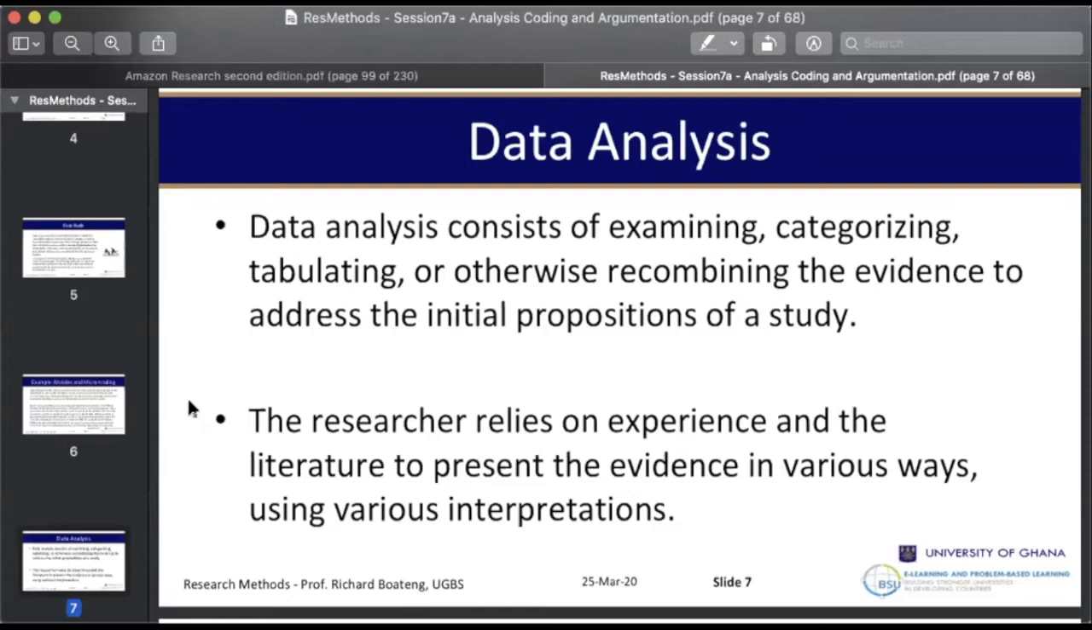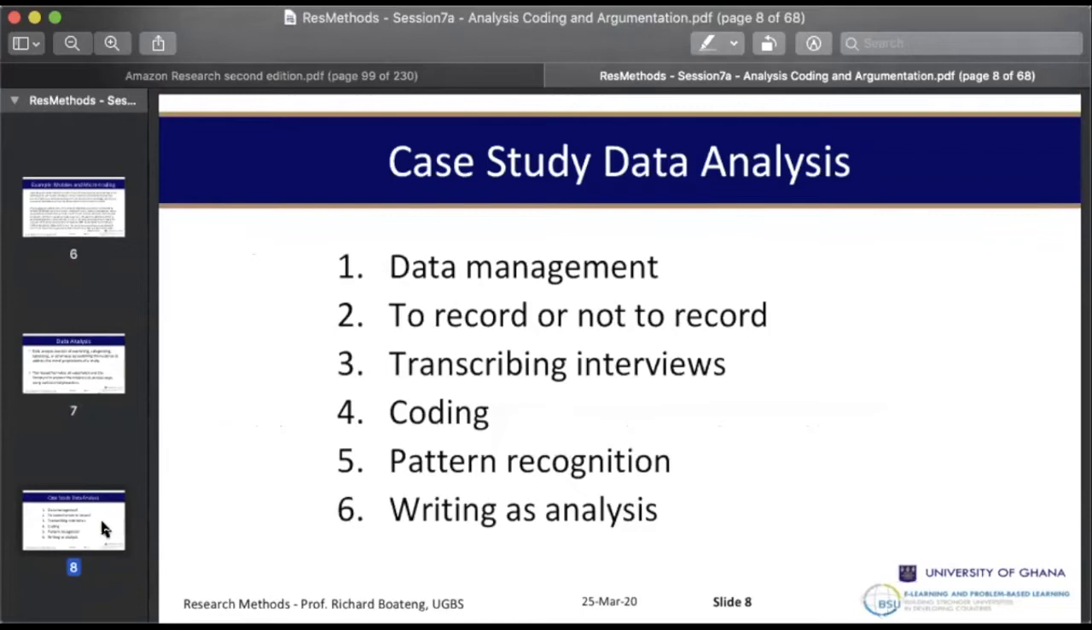Okay, so let's go into the different steps in qualitative data analysis. Now, when you want to analyze a case study, you should ask yourself, what data do you have? What are you going to record, and what not to record? This is not about video or audio recording. It's more about what you write out. When you're listening to somebody and collecting data, what do you write out, and what don't you write out?